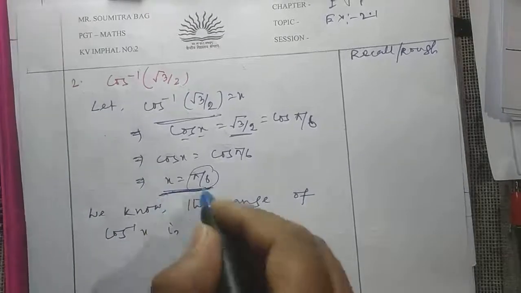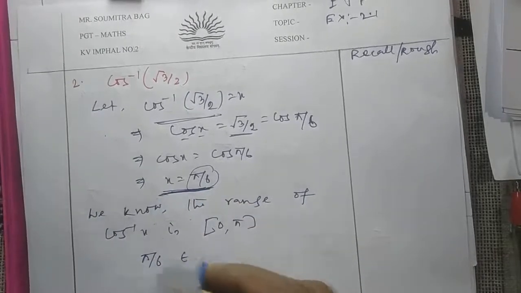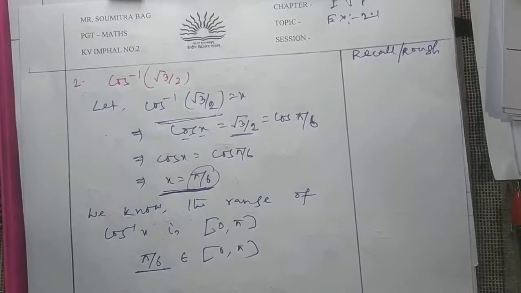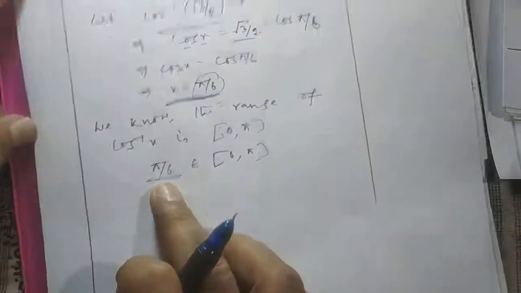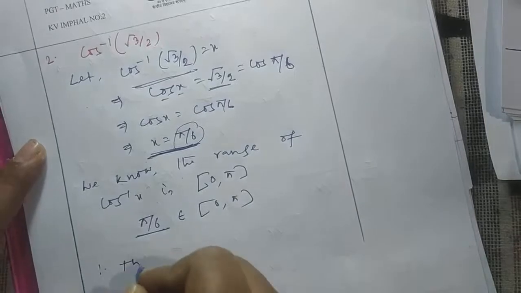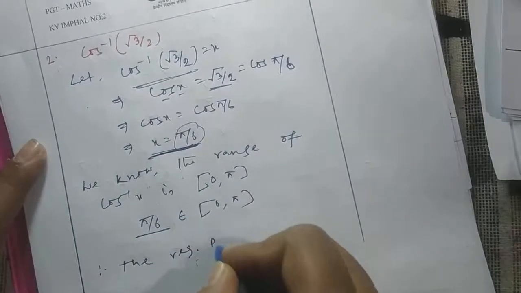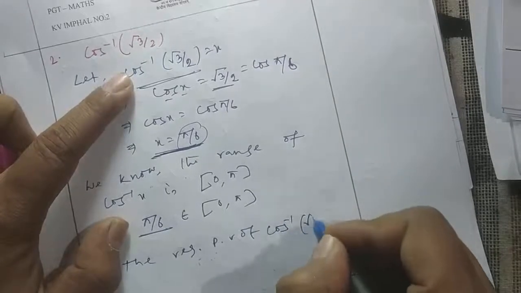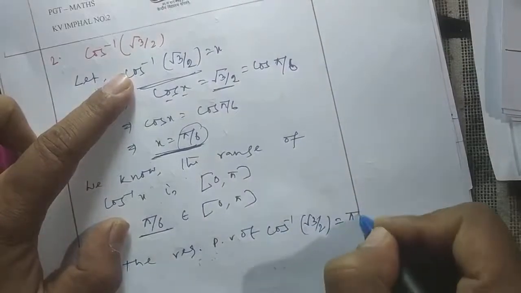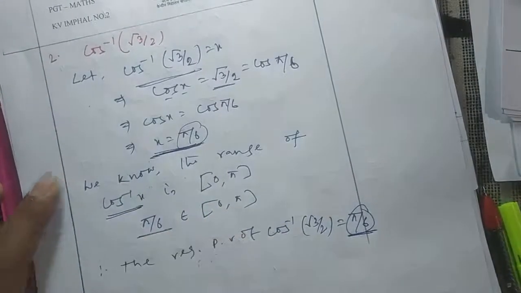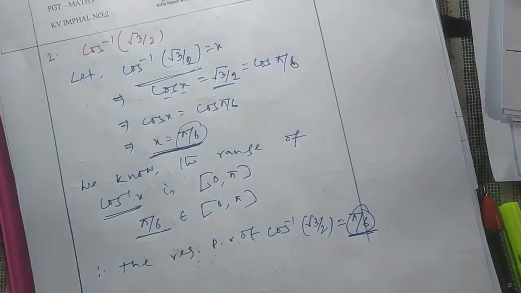Now it is clearly seen that π/6 belongs to this interval. That means it is the required answer, the required PV of the given ITF. So the required PV of cos inverse root 3 by 2 is π/6, because it is lying in the range of cos inverse x. Understood? It is the required answer here.